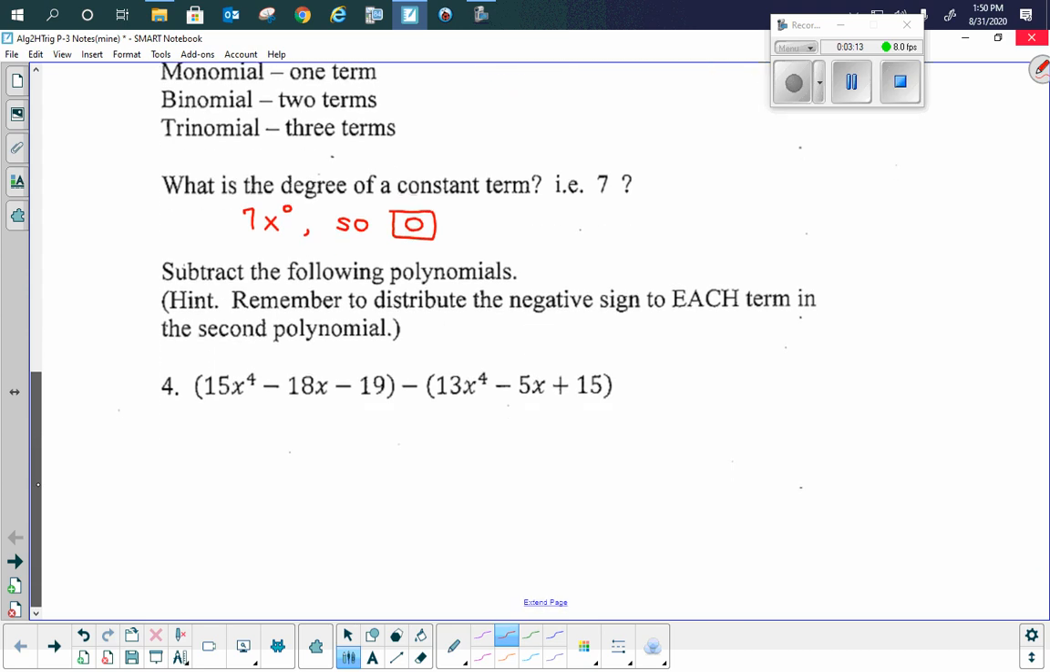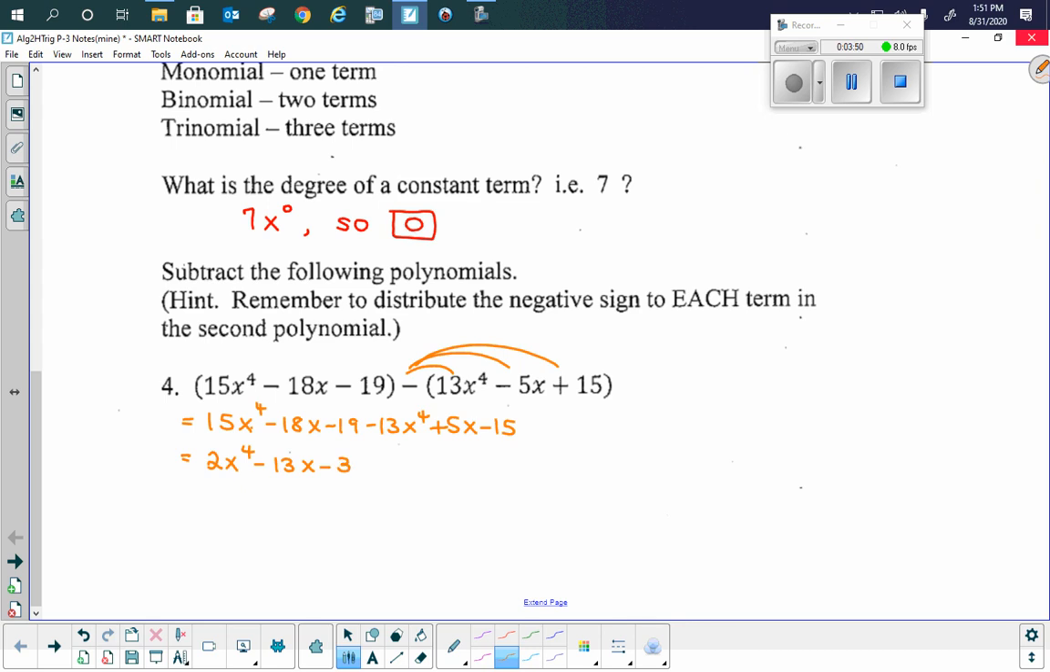Okay. And then subtracting the polynomials, hopefully you're just thinking that you would just be distributing this. Again, you should always be showing work, so we're not just going straight to an answer. We should be doing 15x to the 4th minus 18x minus 19 minus 13x to the 4th plus 5x minus 15, distributing that negative sign, and then combining like terms. We would have 2x to the 4th, and then minus 13x, and then minus 34, looks like. Okay, that would be our final answer there.